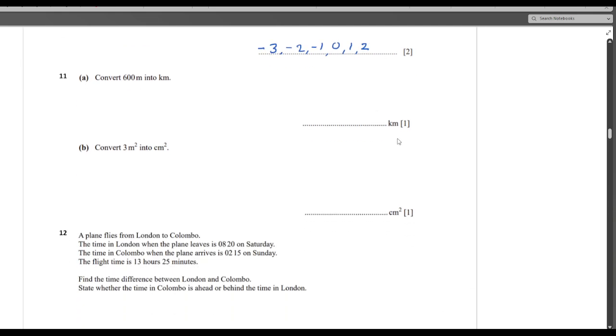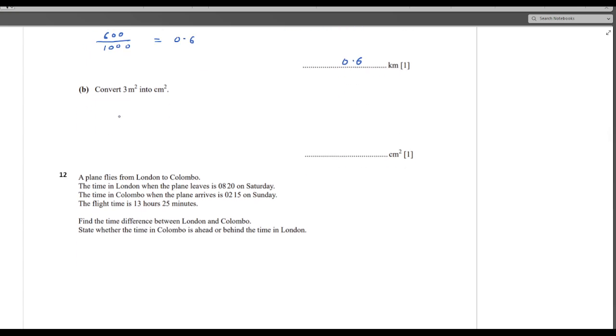Now convert 600 meter into kilometer. So for converting from meter to kilometer, we divide it by 1000. So 600 divided by 1000, it will give you 0.6. So your result is 0.6 kilometer.